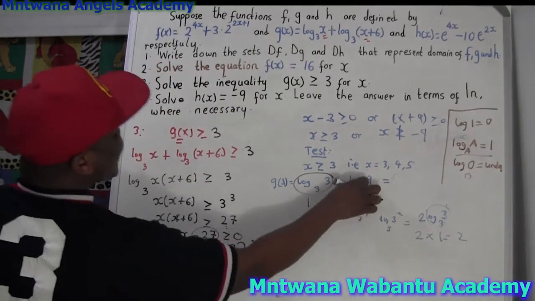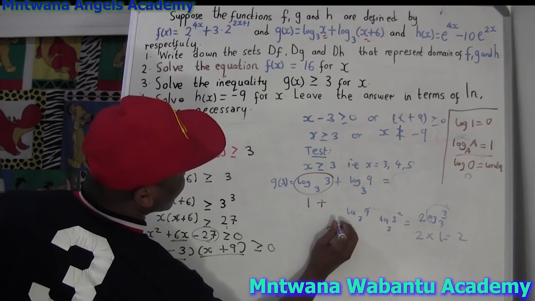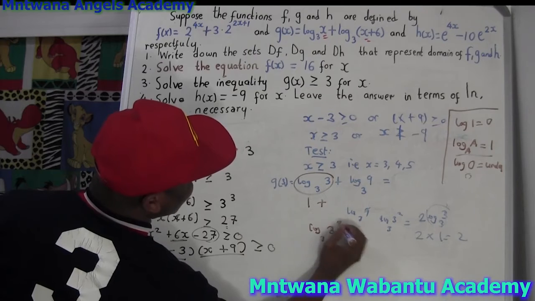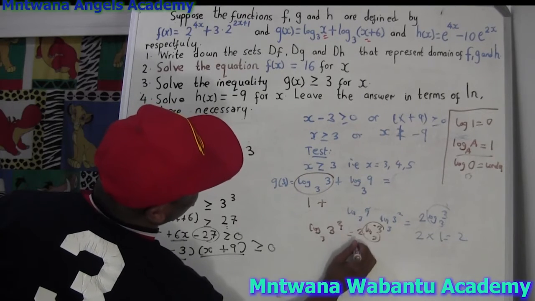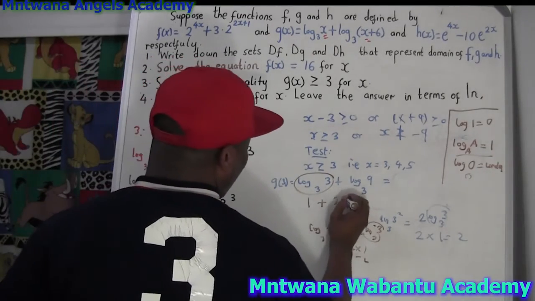What is 9? 9 is 3 squared. So it's like 3 squared, log under base 3. And these two go to the back, 2. So we got log 3 under base 3, and this equals 1. So 2 times 1 equals 2. You know what I'm saying? So it's like 1 plus 2 equals 3.